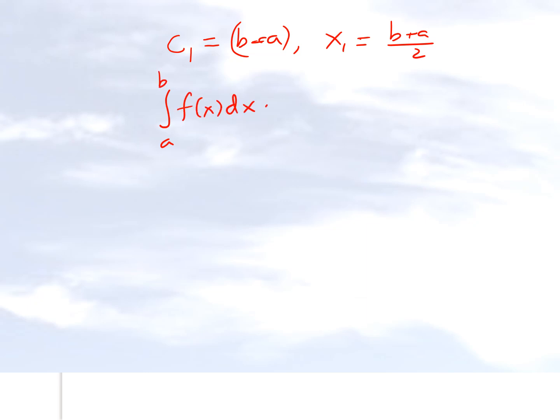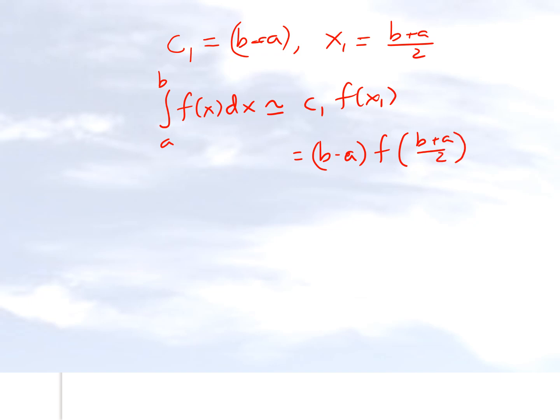So the one-point Gaussian quadrature which I have is C1 equal to b minus a, and x1 equal to b plus a divided by 2. What that means is that the integral from a to b of f of x dx will be approximately equal to C1 times f of x1, which is b minus a times the value of the function at b plus a divided by 2. And this is the one-point Gaussian quadrature rule.